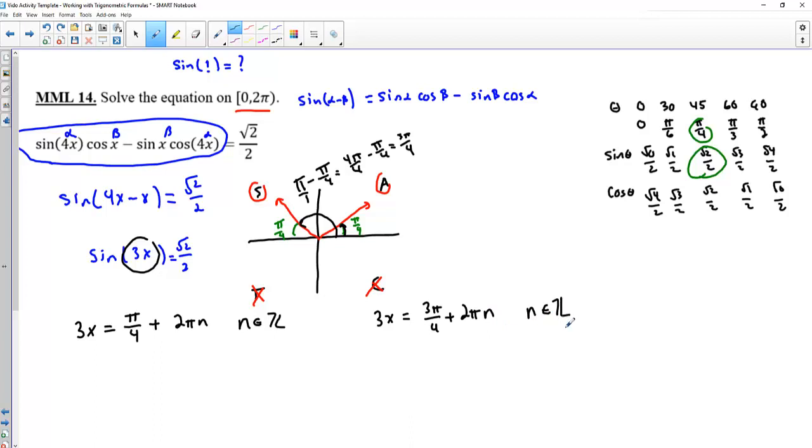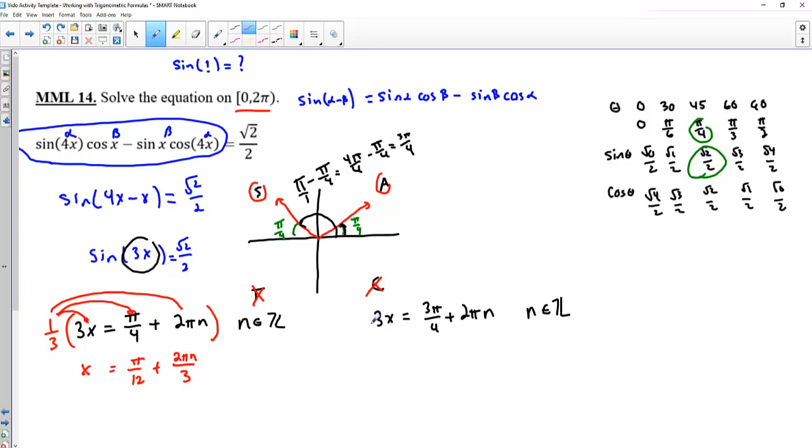So we're still not done. We have to solve each of these for x. So to solve each of these for x, we're going to divide out by 3. Or if you like, just multiply everything by a third. And so if you multiply everything by a third, you'll get x here, because 1/3 times 3 is 1. If you multiply this by a third, you get pi over 12. Plus, if you multiply 2 pi n by a third, you just get 2 pi n divided by 3.